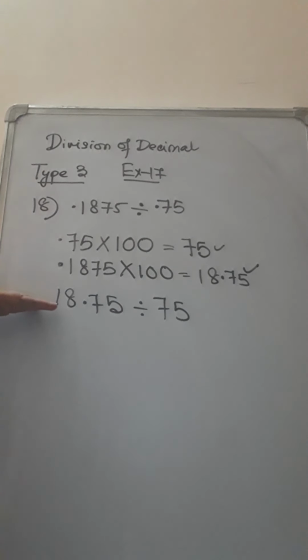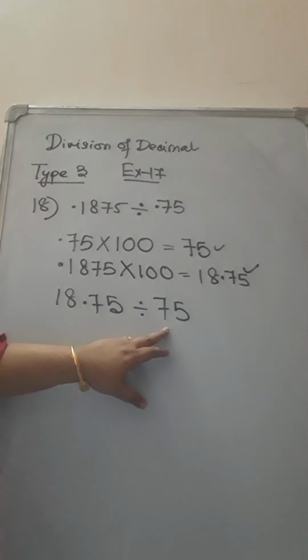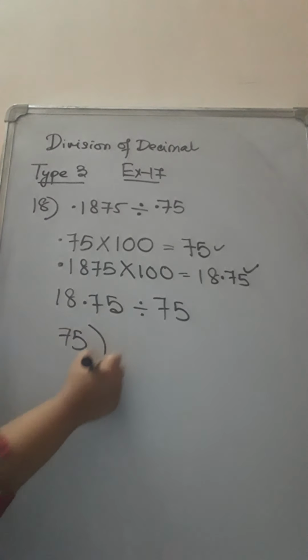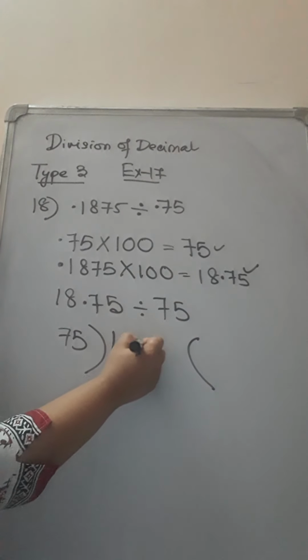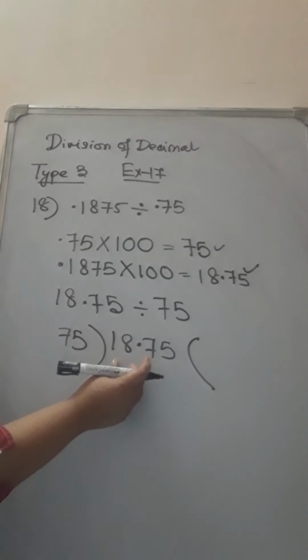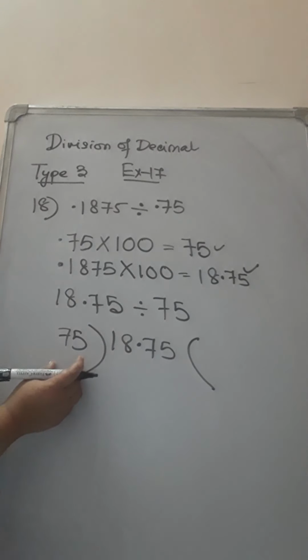Why have we done these 2 steps? To simplify the sum. I have taught you this in one of the types. This is also one type of decimal division. You have a point only in the dividend and the divisor is point free. So how to do? Simply divide the number without thinking of the point. Don't think that the point exists. So it is as if 1875 is divided by 75, and later in the quotient we will place the point.